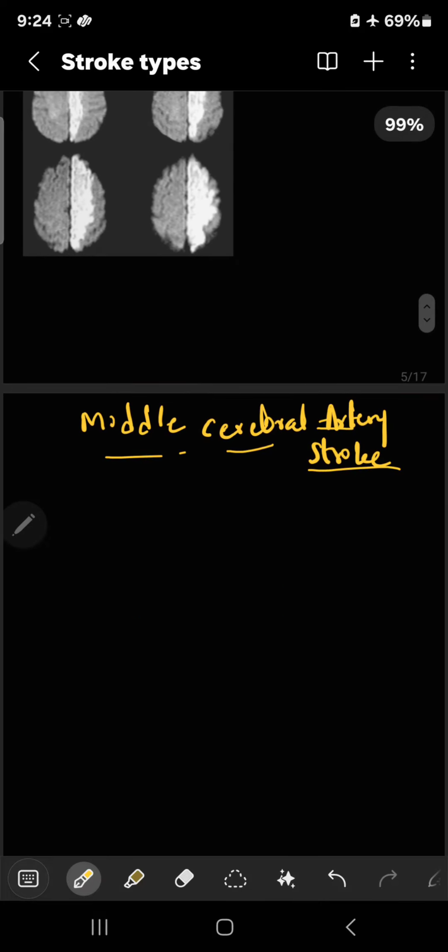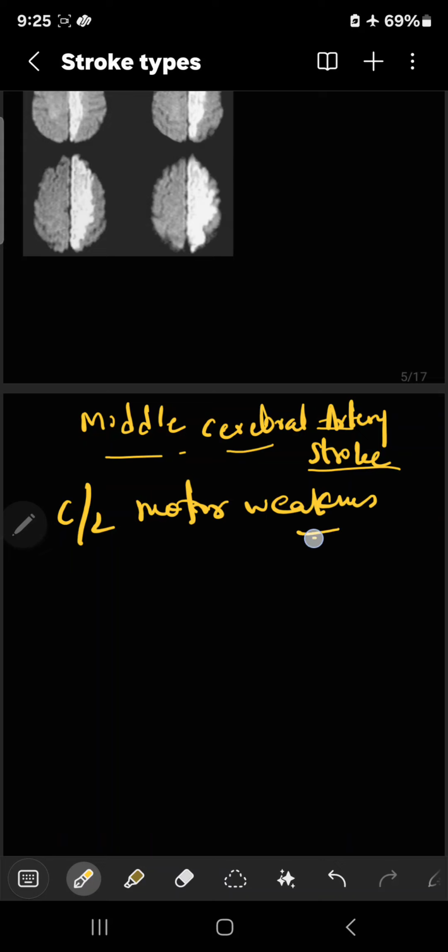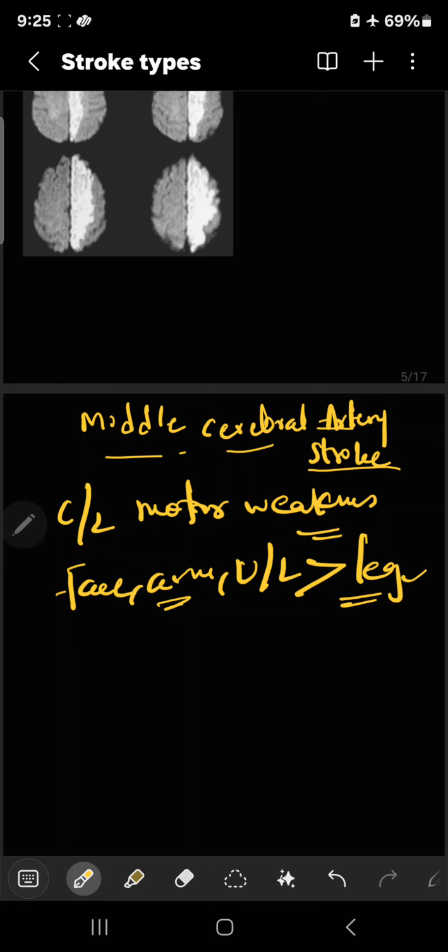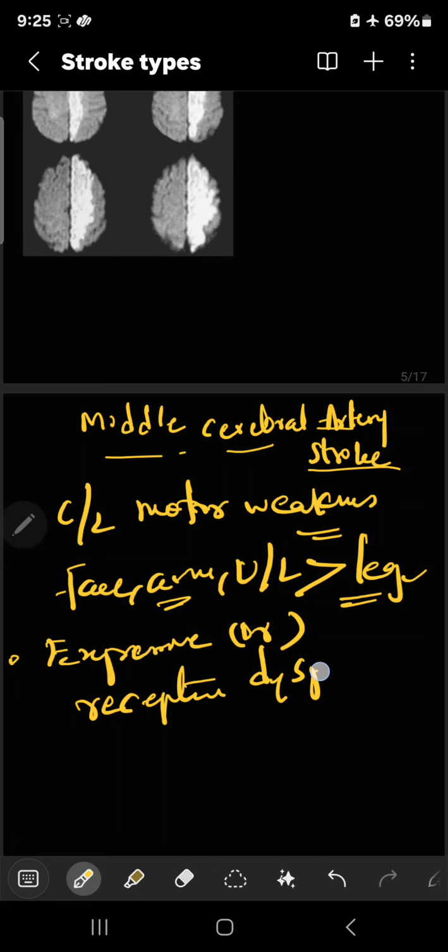Now we will move to the middle cerebral artery. Here there will be contralateral motor weakness, but it will be opposite to the anterior cerebral artery stroke, meaning face, arm and upper limb weakness will be more than lower limbs, and there will be expressive or receptive dysphasia.